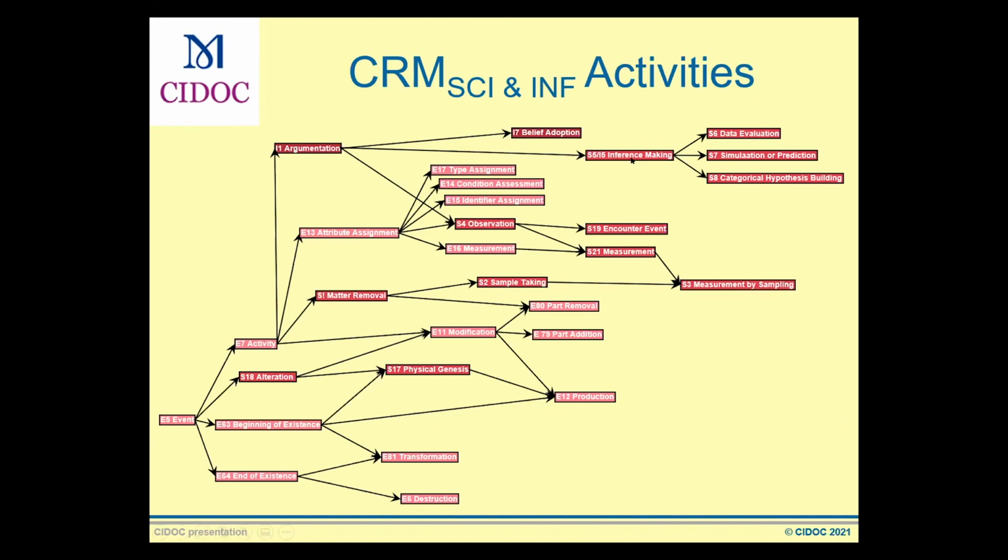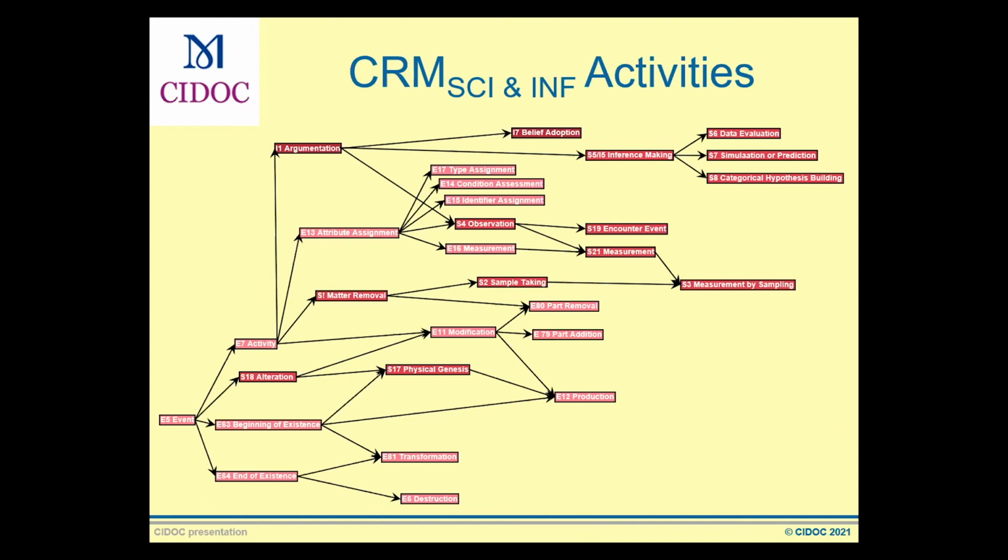And then we have inference making, which is simultaneously in the CRM Sci extension and the CRM Inf extension, by dint of making sure they both have the same number. So S5 and I5 are the same class. And this allows us to talk about us using evidence to do things, to make decisions about what we believe to be true.